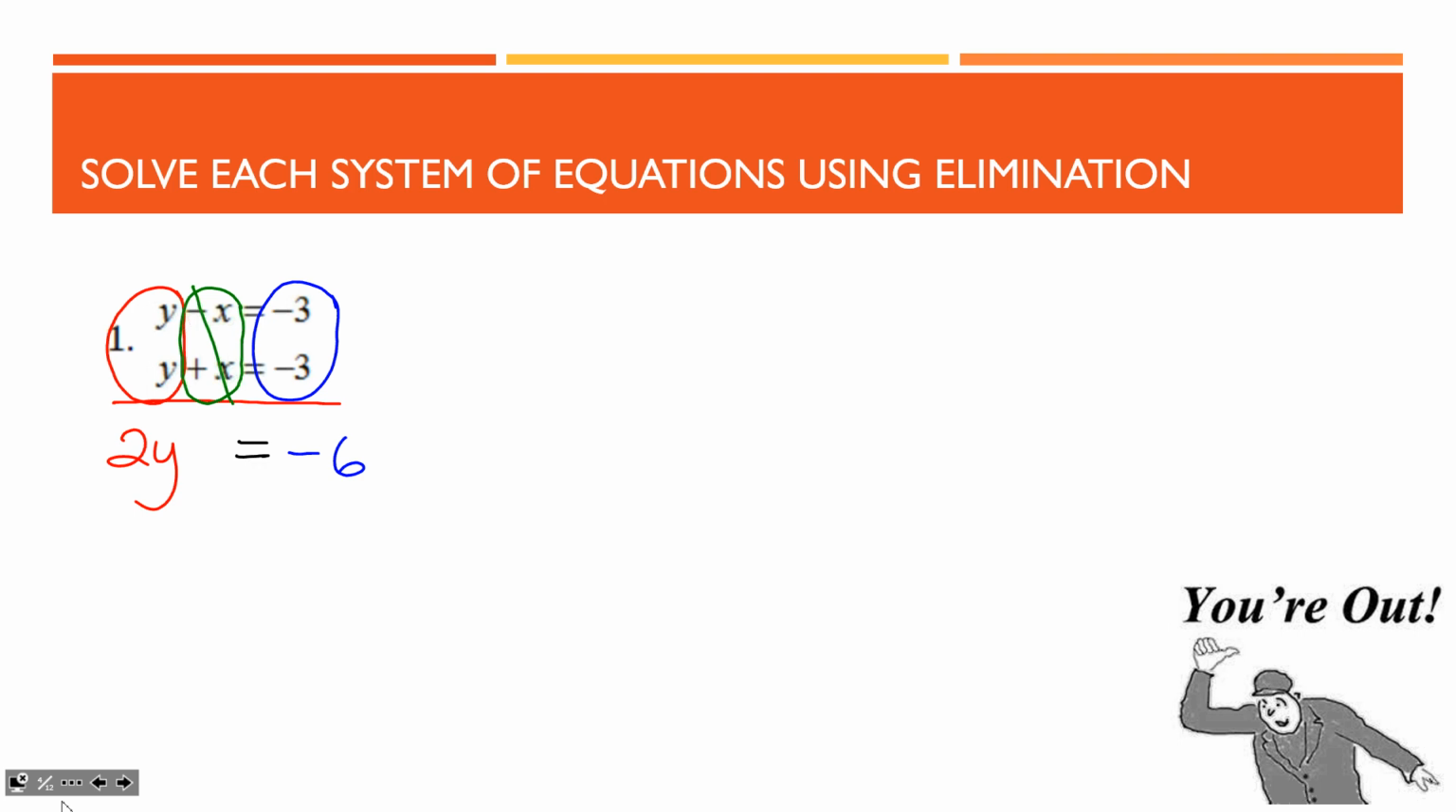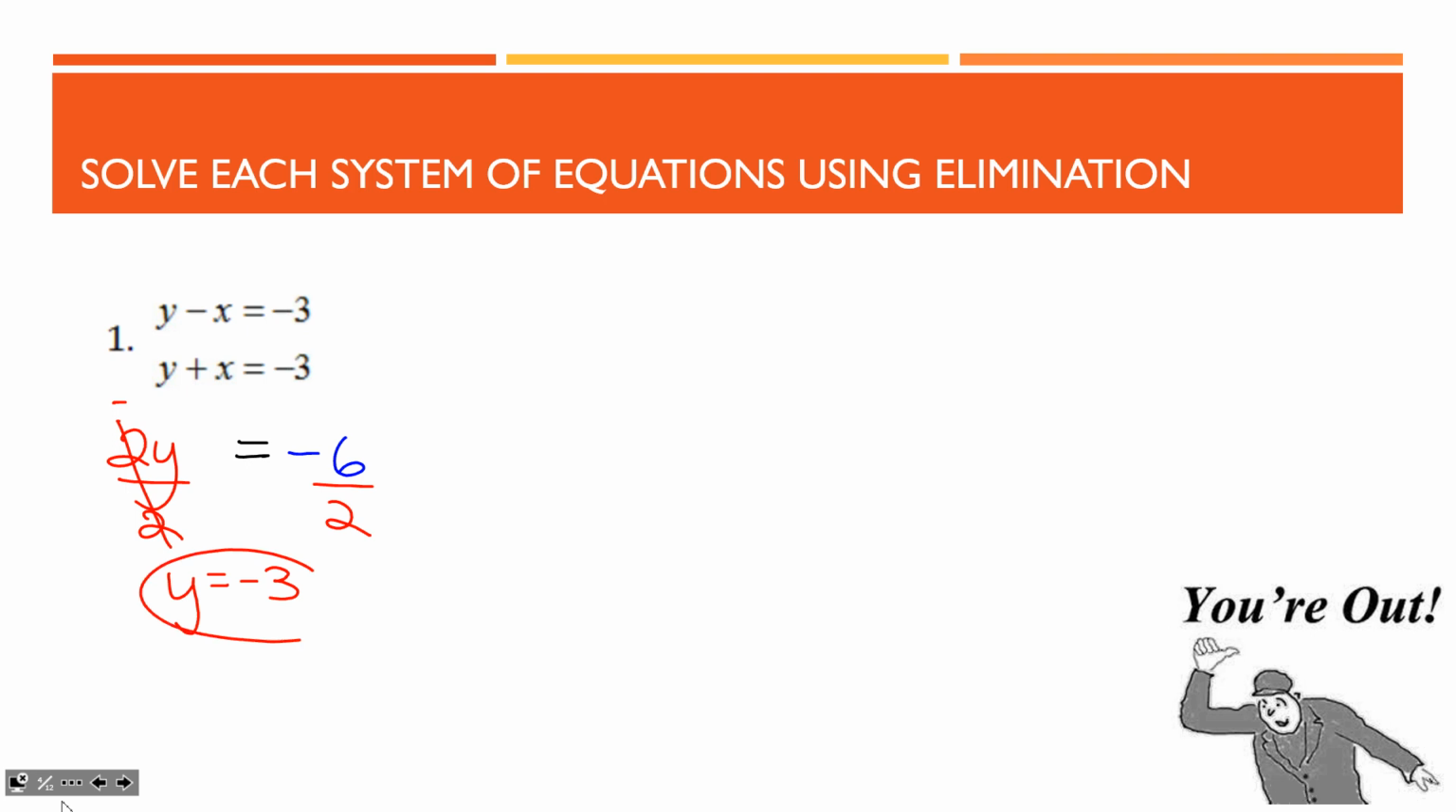Now we only have one variable. Let's solve this for y. We divide both sides by 2, so y is equal to -3. But remember, I'm looking for the point of intersection. I need an x and a y. Let me erase this so we can see the original problem. But I can plug this y equals -3 into either the top or the bottom equation. I'll just plug it in here. So -3 for y minus x equals -3, right?